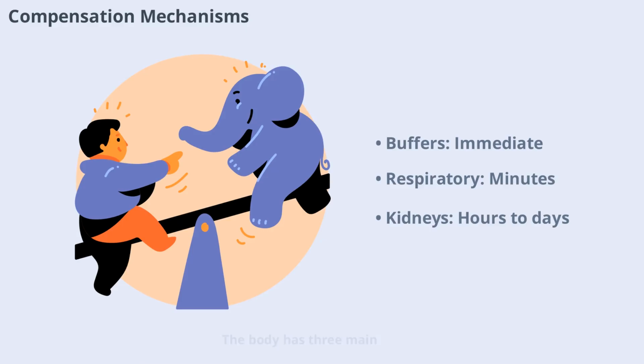The body has 3 main systems to compensate for acid-base disturbances: buffers, the respiratory system, and the kidneys. Buffers act immediately, neutralizing excess acids or bases. The respiratory system adjusts CO2 levels within minutes, while the kidneys regulate hydrogen ions and bicarbonate over hours to days. Understanding these mechanisms is key to interpreting ABG results, as compensation can mask or reveal underlying disorders.